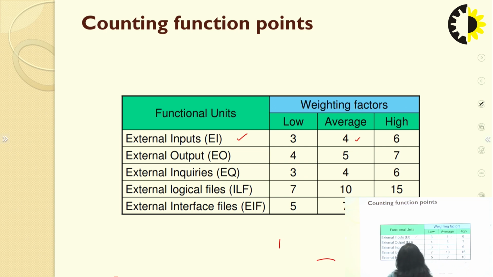And external outputs. So this is the table that we must remember for calculating the function points. These are the low, average and high, and correspondingly these are the functional units. We have assigned some weighing factors: 3, 4, 6, 4, 5, 7, 3, 4, 6, 7, 10, 15, 5, 7, 10. These are the weights provided to these functional units.